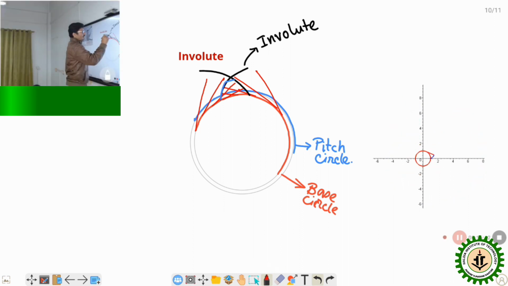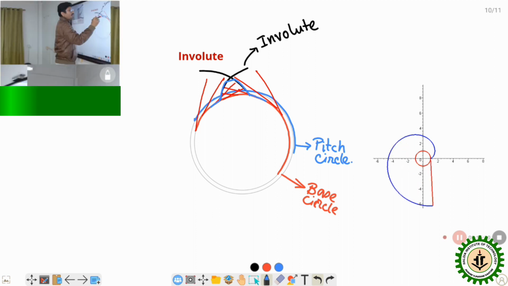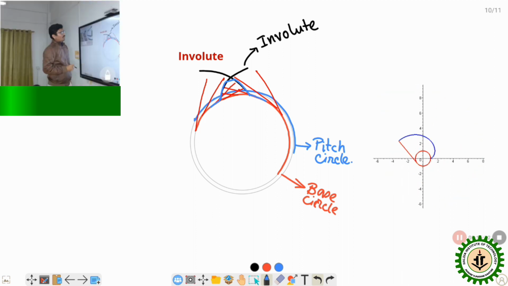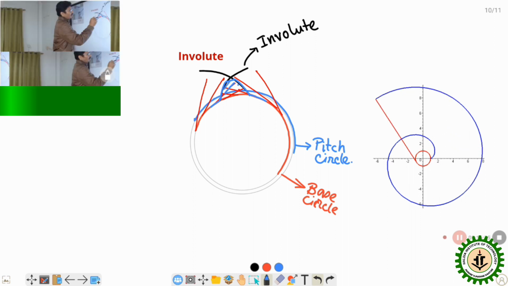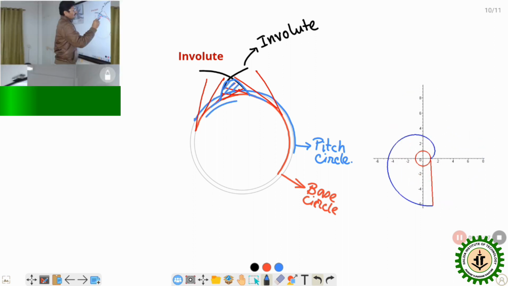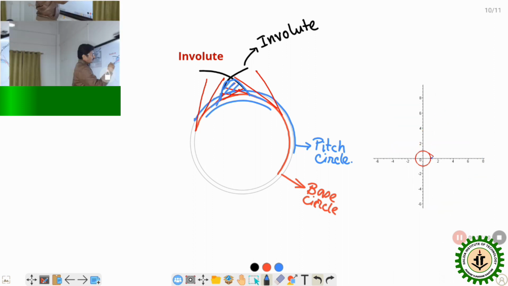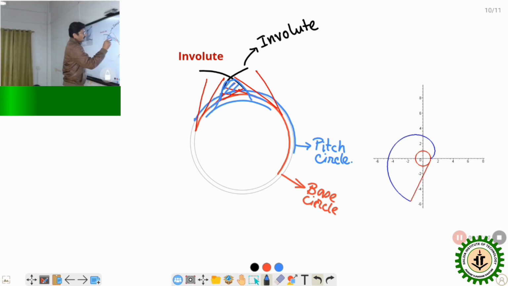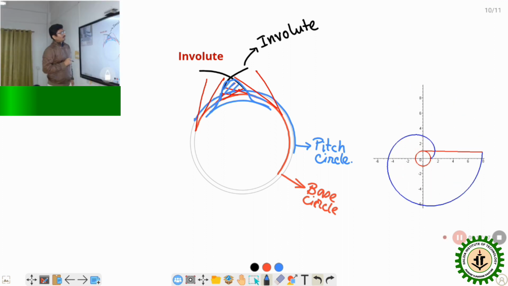That is a tooth profile for the involute of a circle, and this curve will remain up to the base circle. So that is the involute tooth profile. There is the dedendum circle; the tooth will come up to the dedendum circle and will be like that. This one is the involute tooth profile. In the involute tooth profile, we can see there are two curves: one is the left hand side involute, another is the right hand side involute.